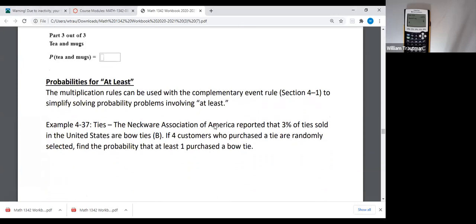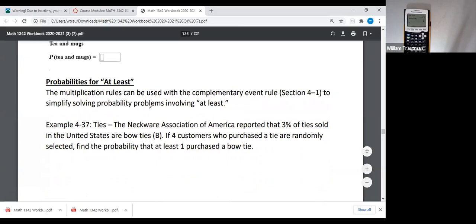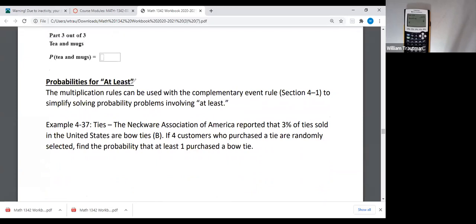All right, so this is an easy concept, but it's a hard concept to grasp in your head. It really is an easy idea. Probability of at least, or greater than, the different inequalities we talk about: less than, greater than, at least. The multiply rule can be used for complementary events to simplify solving at least problems.